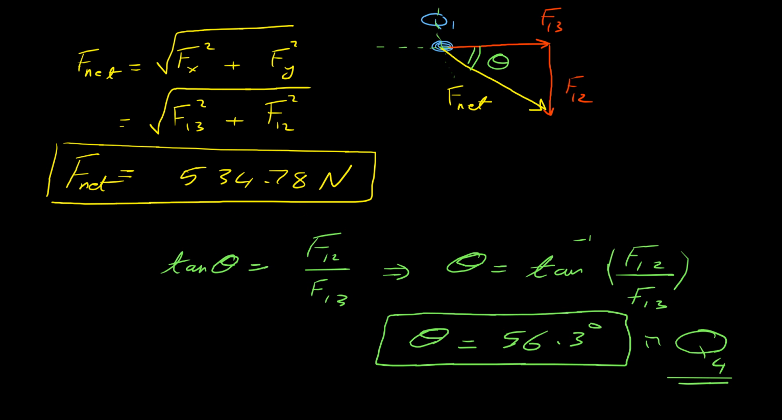Now, to find the direction, we need to find this angle. And from trigonometry rules, we can follow the tan of this angle to find how much it is.